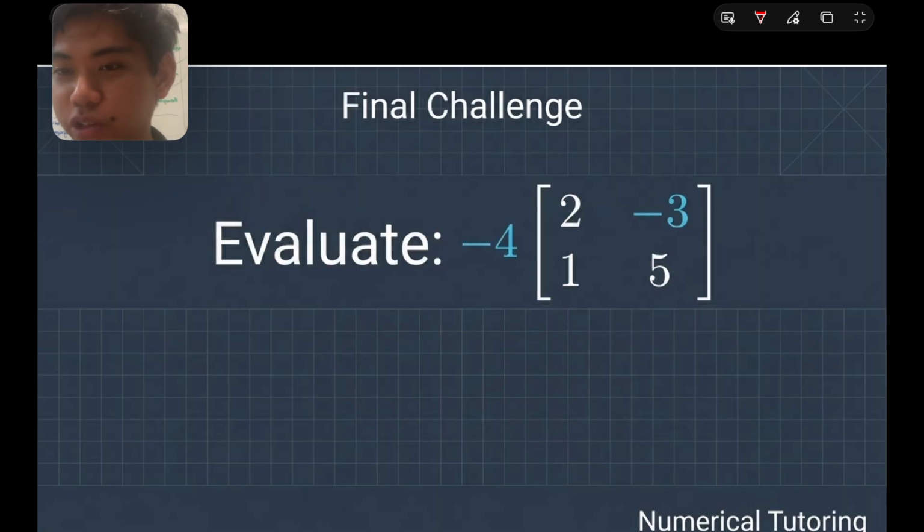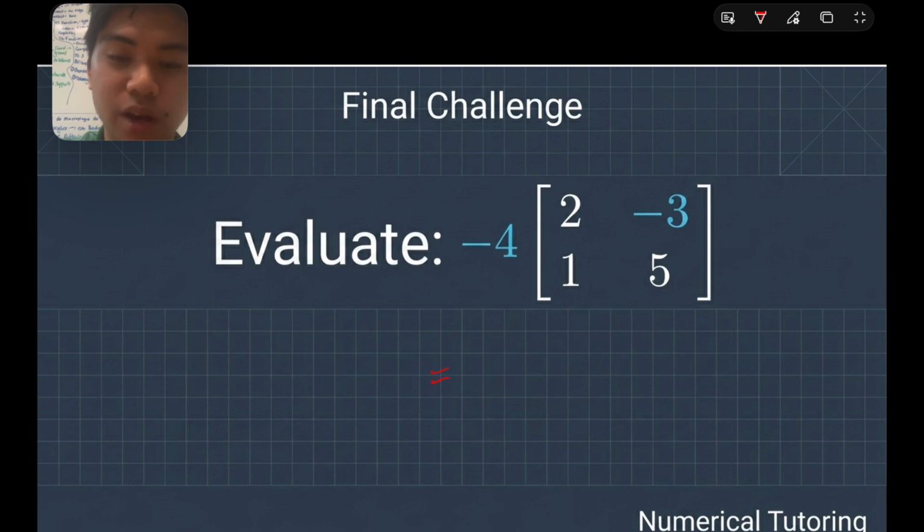So our final challenge here is to evaluate this scalar multiplication of a matrix. So -4 is our scalar, so take our time with this one. -4 times 2 is -8. -4 times -3, that's going to give us a positive because we have two negatives. -4 times 1 is -4, and -4 times 5 is -20.